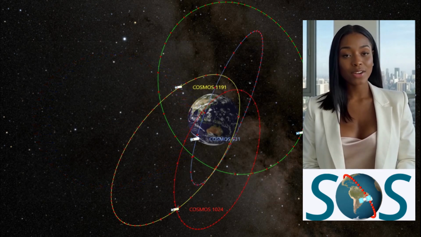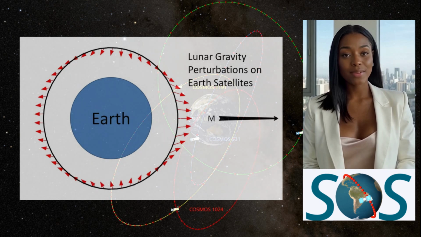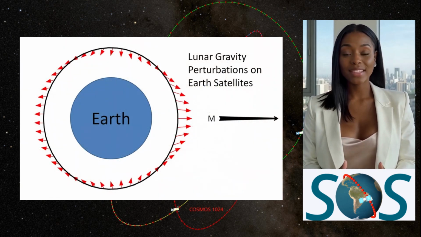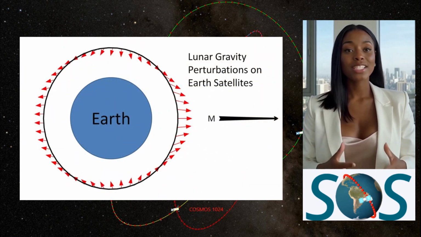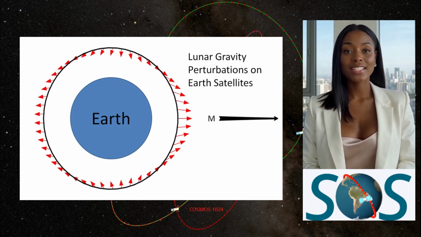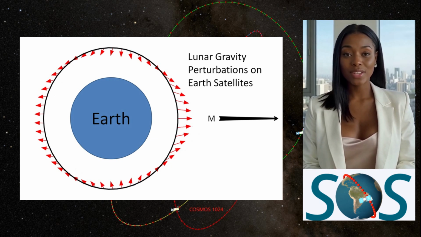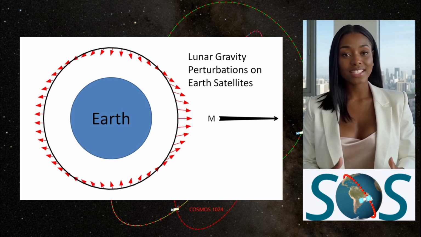The same thing occurs for satellites orbiting Earth. Note that I've changed the previous image to demonstrate this. In this new image, Earth is shown at the center, and the outer ring represents the satellite's orbit. In summary, to include lunar gravity perturbations on satellites, you must find the gravitational acceleration due to the Moon at the center of Earth, and then subtract it from the gravitational acceleration due to the Moon at the satellite.